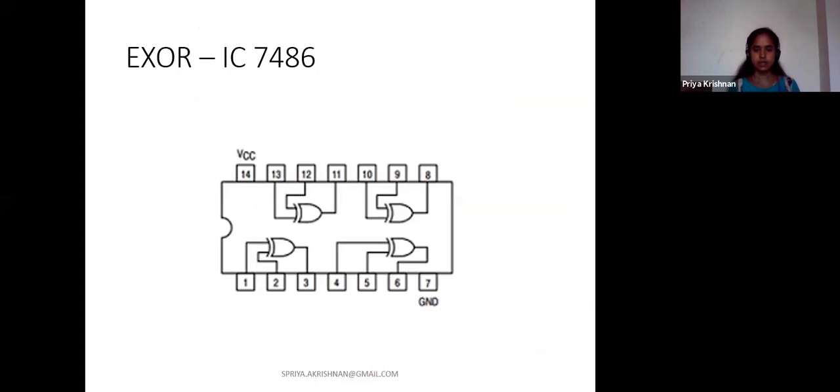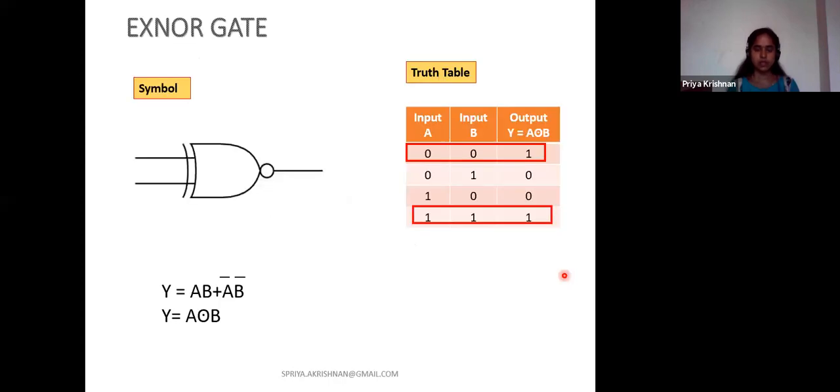Again, this is my pin diagram. So it is the 7486 IC here. It's similar to all the other previous pin diagrams that we discussed. Only in the NOR it is different. So then it is XNOR.